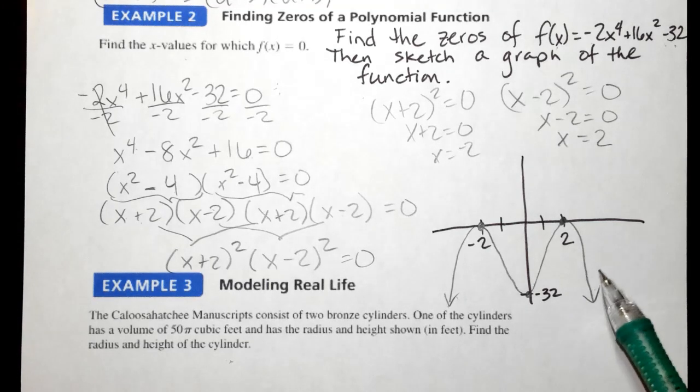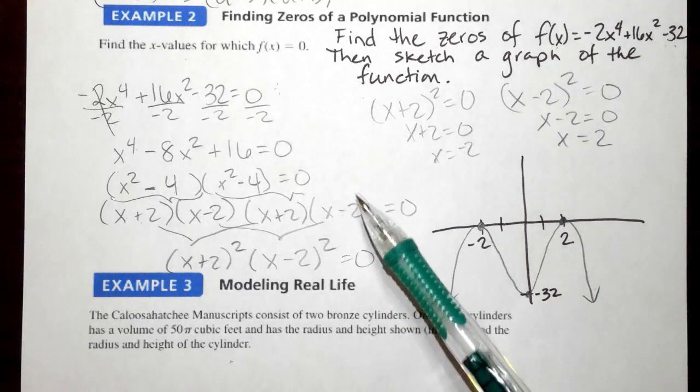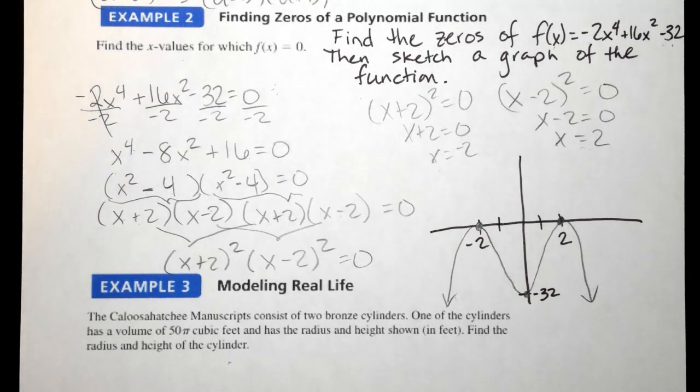Okay, so just a quick sketch, but you guys should be able to find this graph based on knowing what our x-intercepts are. Because remember, your solutions, your roots, your zeros are where your graph crosses the x-axis.